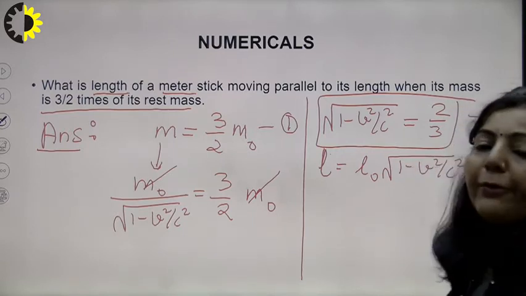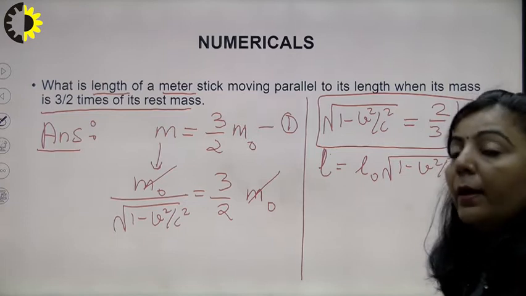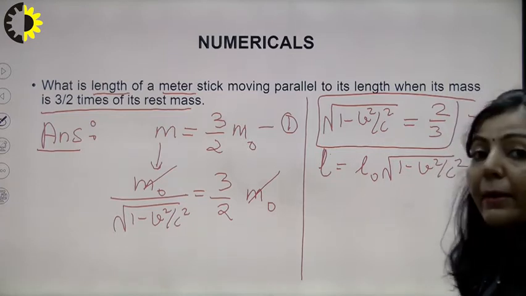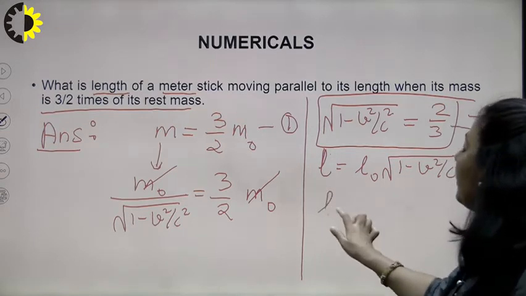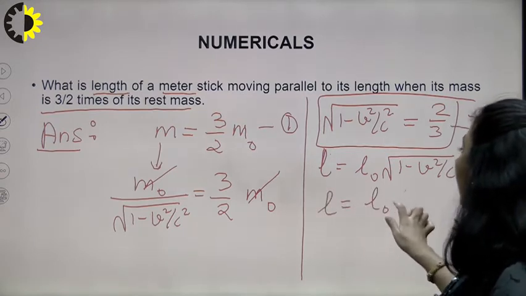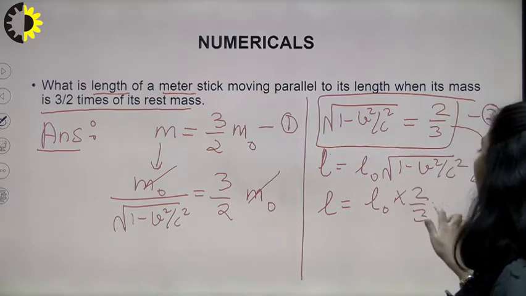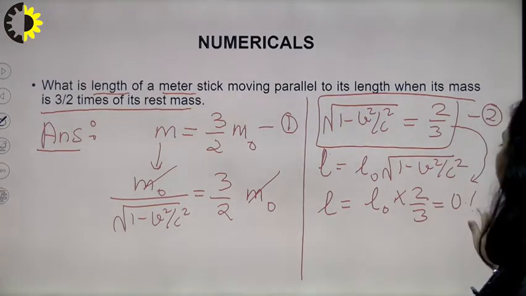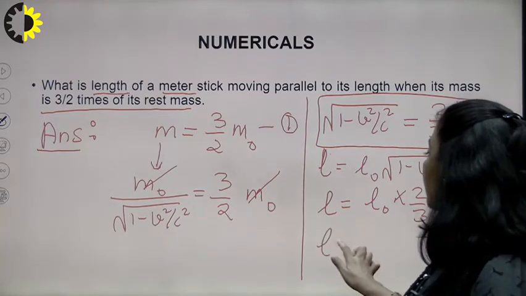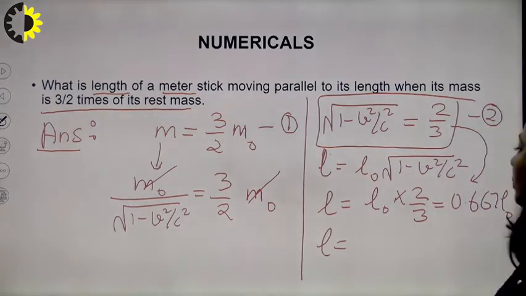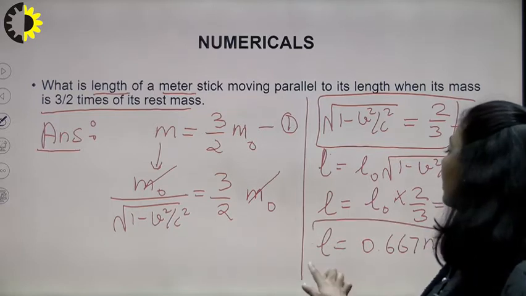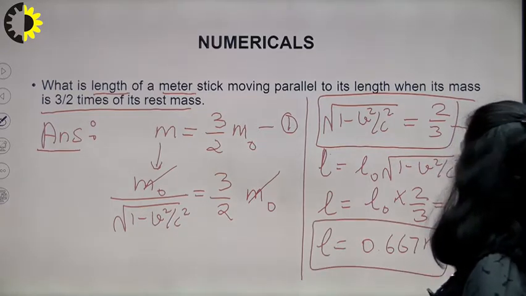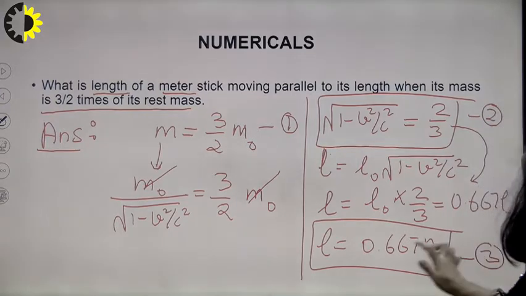So you know what is the value of root 1 minus v square upon c square here? According to the question, that is given by equation number 2. Just substitute this value here. You are getting L naught into 2/3. And after simplifying, this will be L naught, and you know this L naught is 1 meter. So you can write this is 0.667 meters, because L naught is 1 meter. So this is the answer of your question.